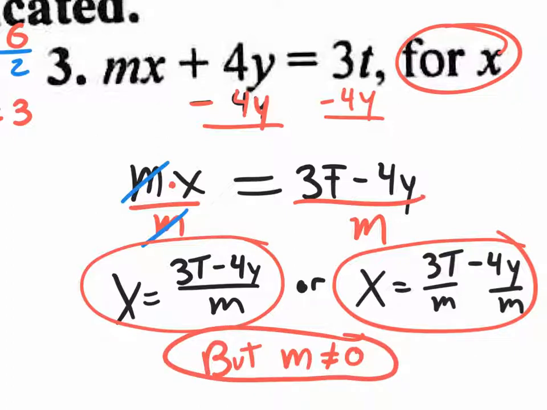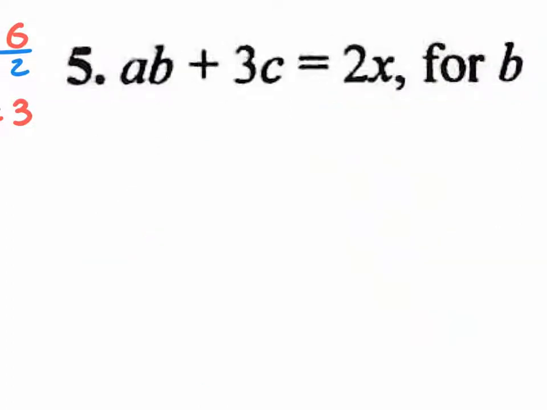Okay, let's try another. So on this one, number 5, we're solving for b. So b is clearly on the left side of the equal sign. b is the movie star. a is the movie star's buddy. The plus 3c, that's the bum at the corner. Let's get rid of that guy. What do I do to get rid of the plus 3c? Subtract 3c. Of course, what I do to one side, I do to the other side.